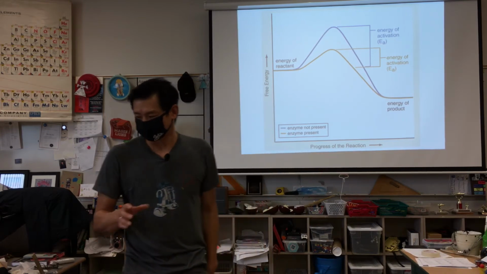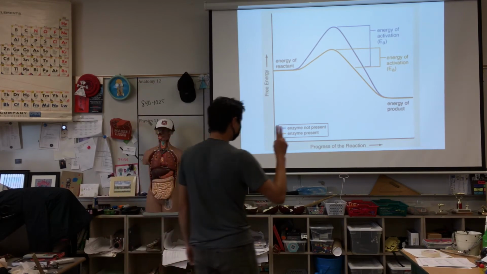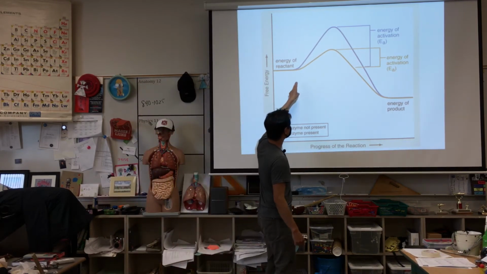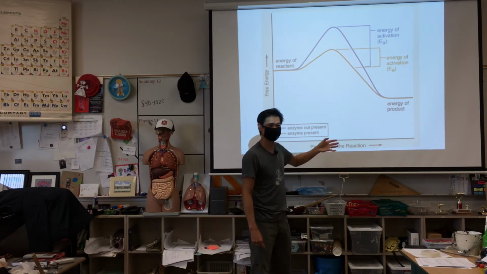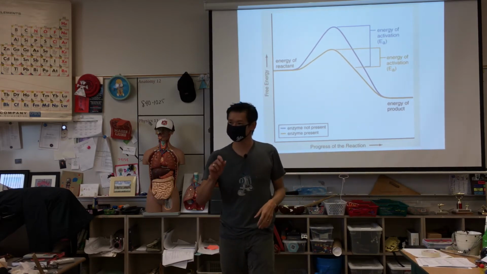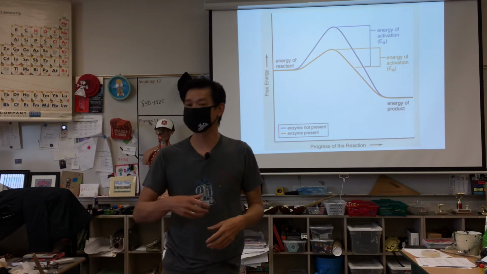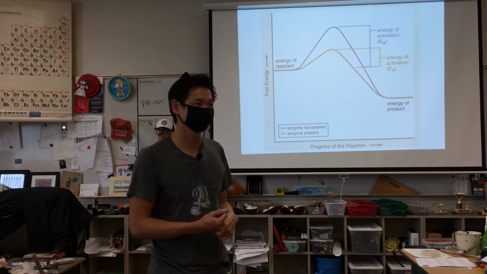So this graph could represent two things. It could represent two different chemical reactions where one requires a little bit of activation energy, one requires a lot more activation energy. Or this can represent an enzyme present, and this is what it is. So this is the same chemical reaction, we're just putting in a catalyst. And this catalyst is letting it happen at a lower temperature.